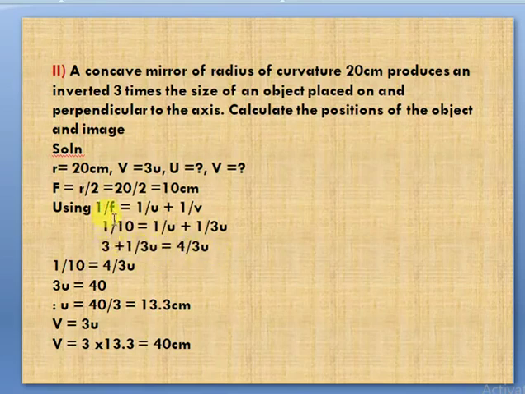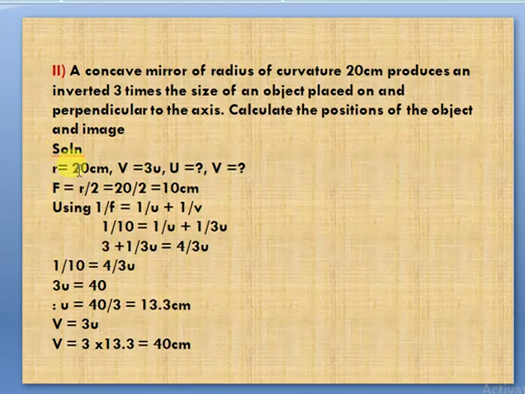So I'll come back to my formula. 1 over F, which is 1 over 10, is equal to 4 over 3U. That means I'll do cross multiplication. I will have that 3U will be equal to 40. Then what is U? 40 over 3. So my U is 13.3 centimeters. That is my object distance.